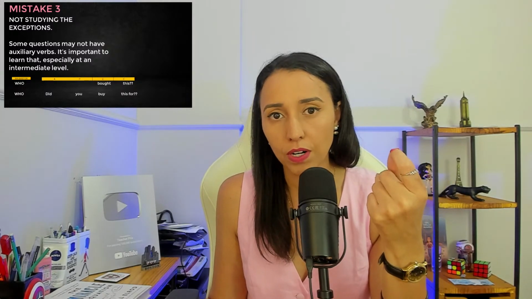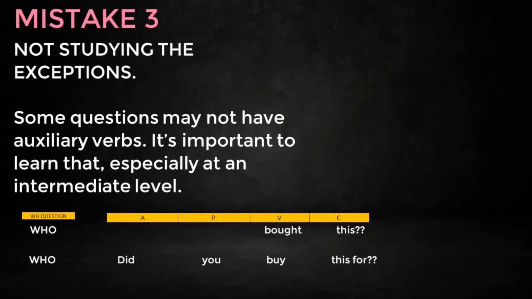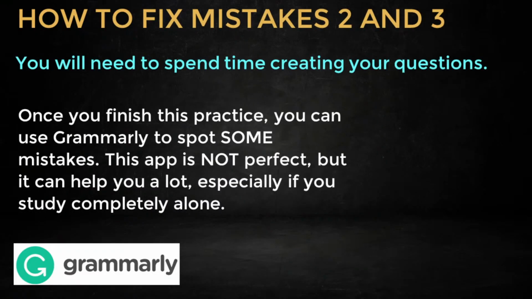So this is a situation when you don't use auxiliary verbs. So it's important to study exceptions. And there are more explanations, okay, to these exceptions. That's why you need to study them to avoid these mistakes in English. There you go. Now, how to fix mistakes number 2 and number 3.